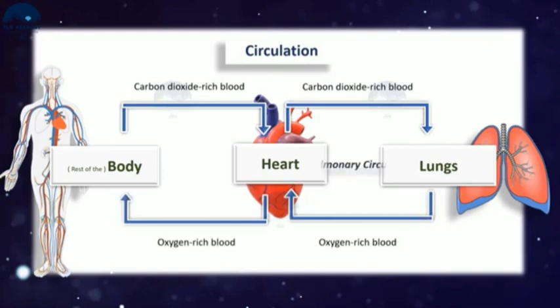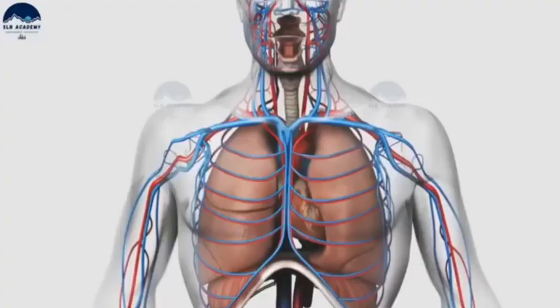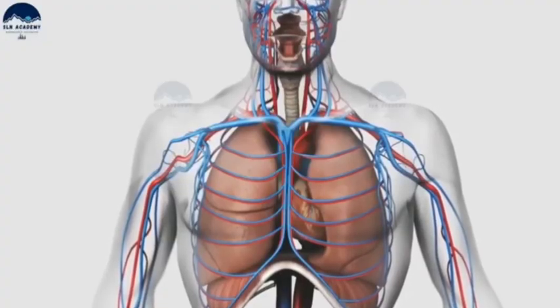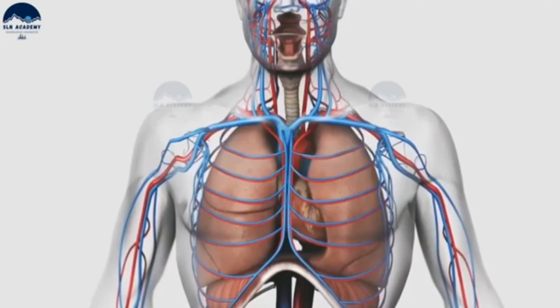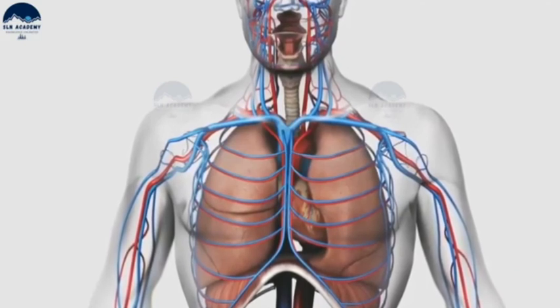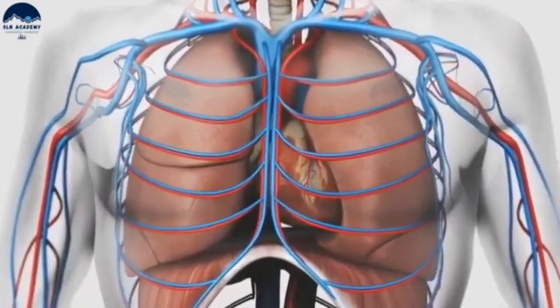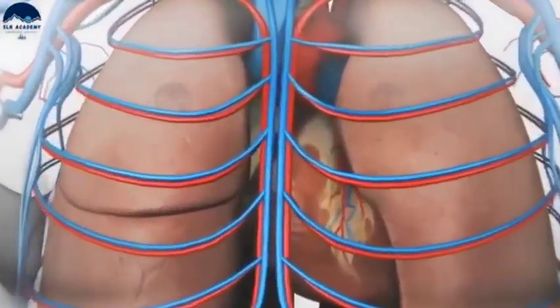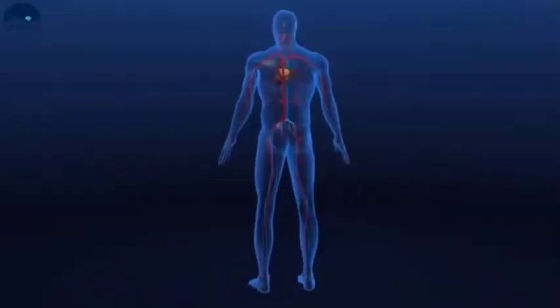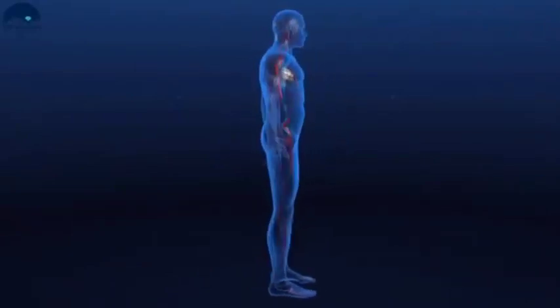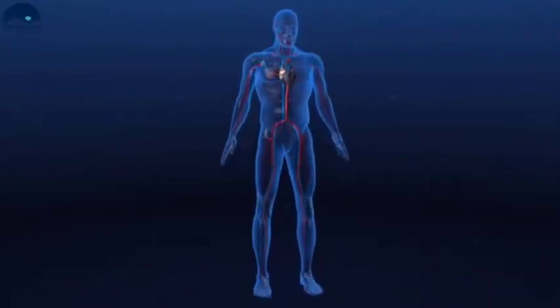There are two different circulations in the circulatory system. The circulation that takes place between the heart and lungs is called pulmonary circulation. Whenever we use the word pulmonary, it means it is about the lungs. The circulation that takes place between the heart and rest of the body is called as systemic circulation.